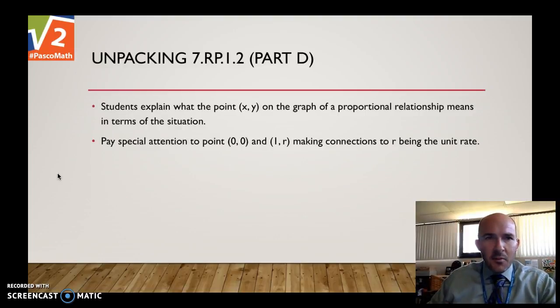We unpack the standard a little bit. Students need to be able to explain what the point (x, y) on the graph of a proportional relationship means in terms of the situation, paying really special attention to the point (0, 0), the origin, and (1, r), making that connection that r is the unit rate.